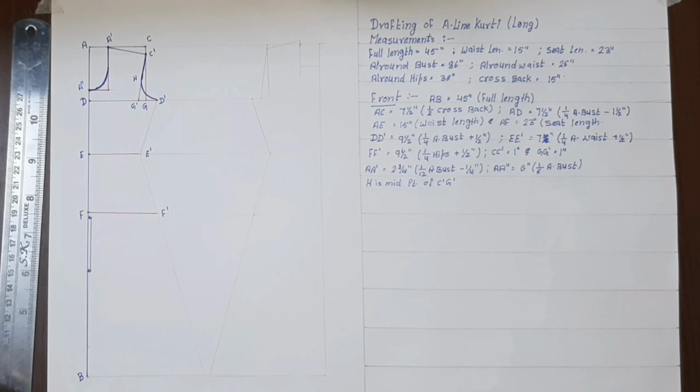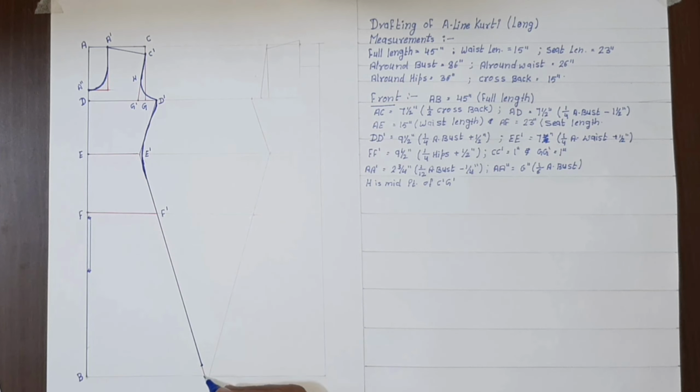And now we'll give shape to the side with a smooth curve. You can see, because points or corners are not allowed in the garments in general.